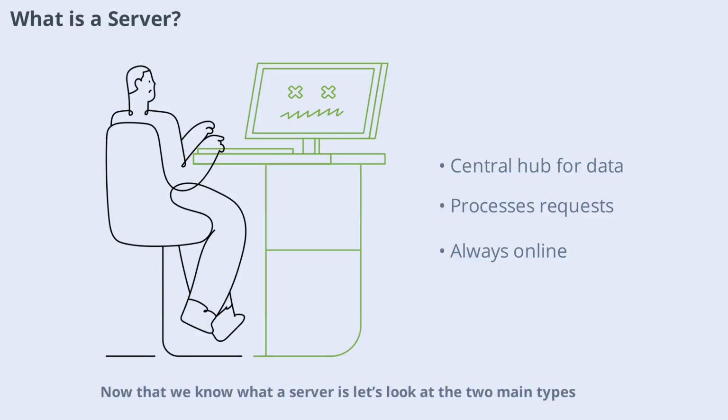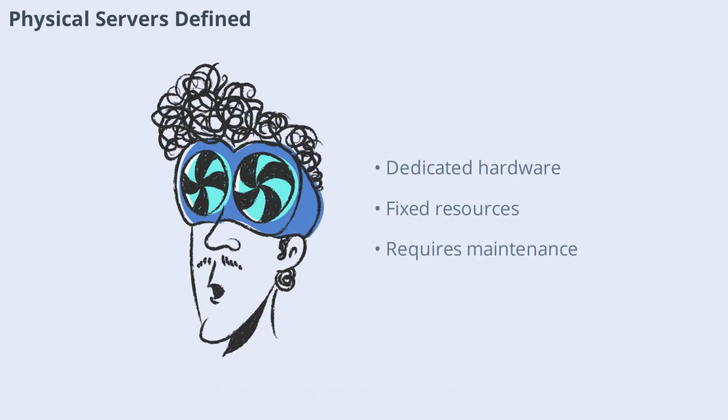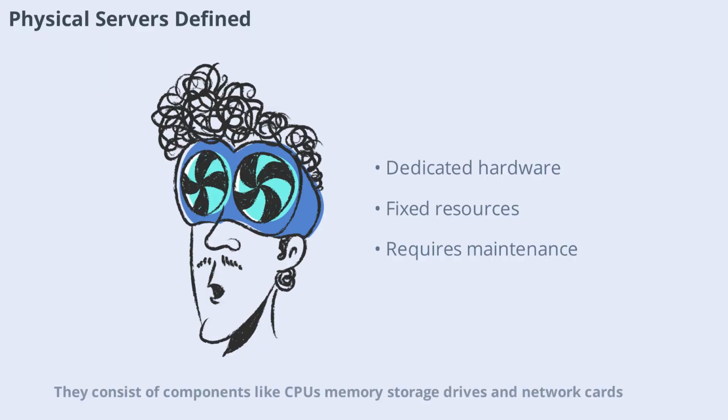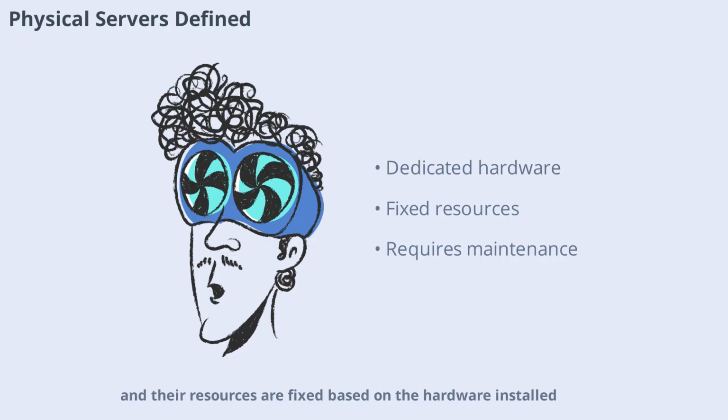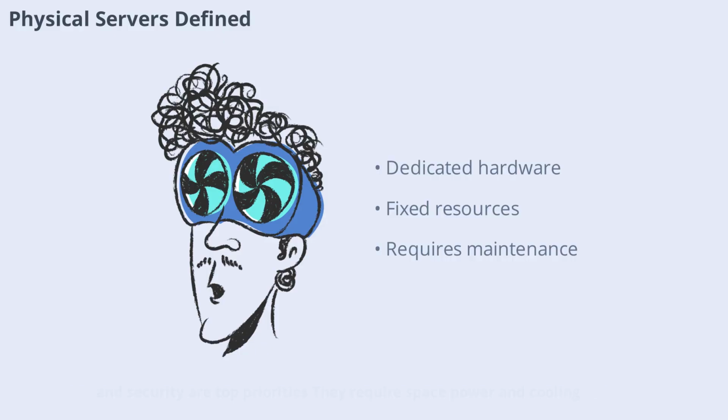Now that we know what a server is, let's look at the two main types: physical and virtual. Physical servers are the traditional hardware-based machines you can actually touch. They consist of components like CPUs, memory, storage drives, and network cards, all housed in a physical chassis. These servers are dedicated to specific tasks or applications, and their resources are fixed based on the hardware installed. Physical servers are often used in environments where performance, control, and security are top priorities. They require space, power, and cooling, and typically need IT staff to maintain them.